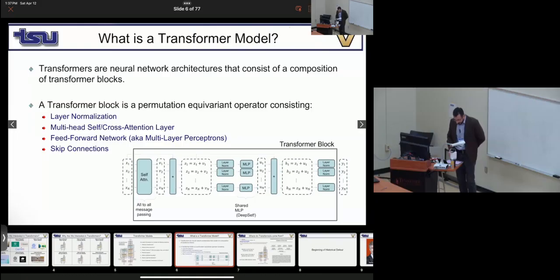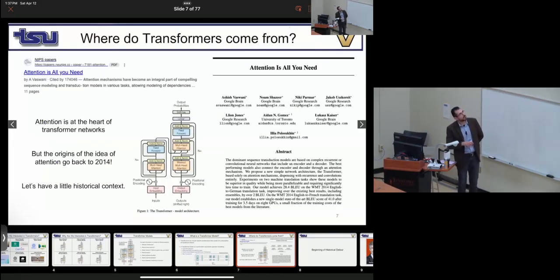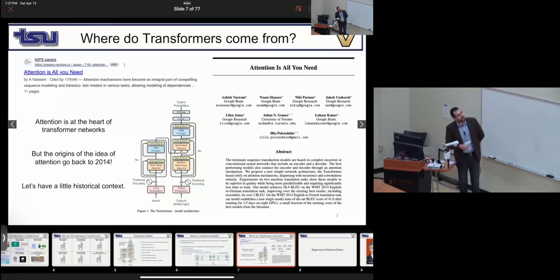But before we do that, where did it come from? Okay, that's the first question. So we know what transformers are. Now, where do they come from? They come from this paper, Attention Is All You Need, that was published at NeurIPS, the Conference on Neural Information Processing Systems, in 2017. And it's one of the most cited papers in the scientific community overall. As you can see, even the title of the paper says that attention is all you need.